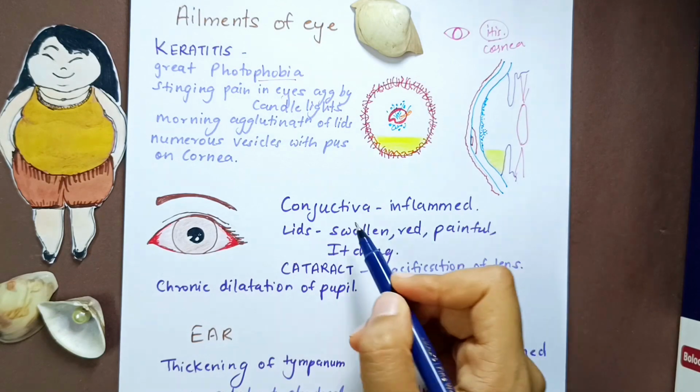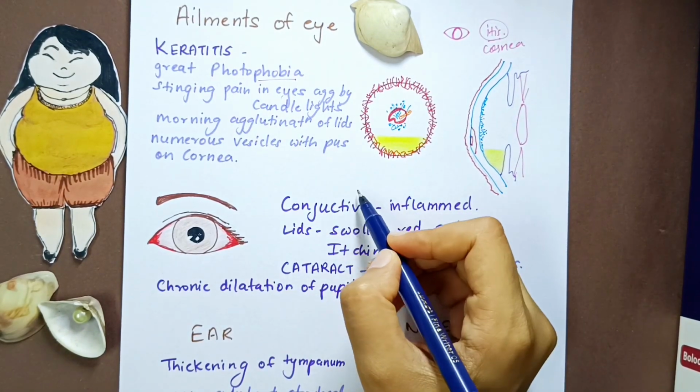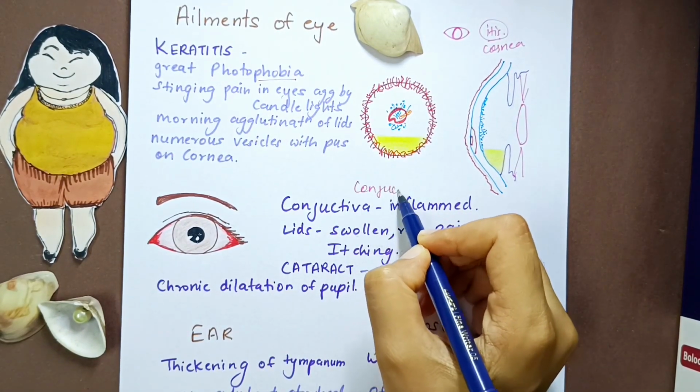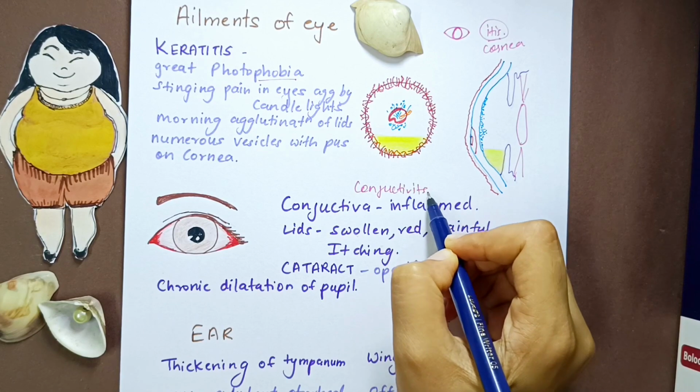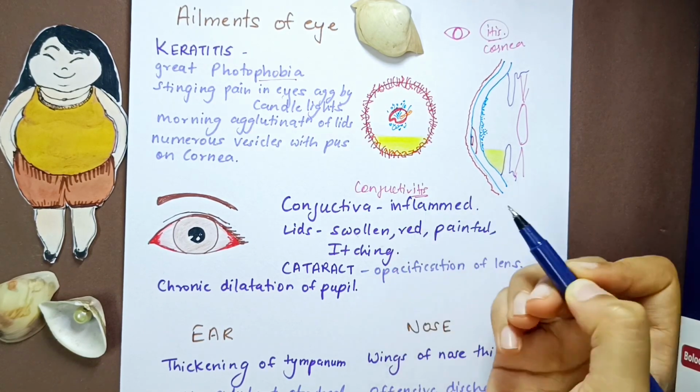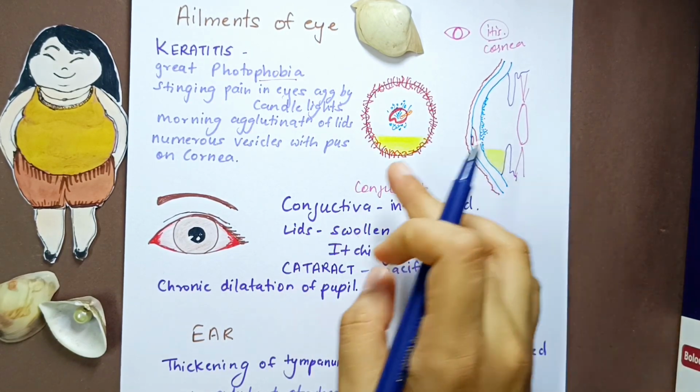Then he goes to conjunctiva which is inflamed, that is again conjunctivitis. So anytime you put on itis, it is always inflammation. So conjunctiva's inflammation is called conjunctivitis.